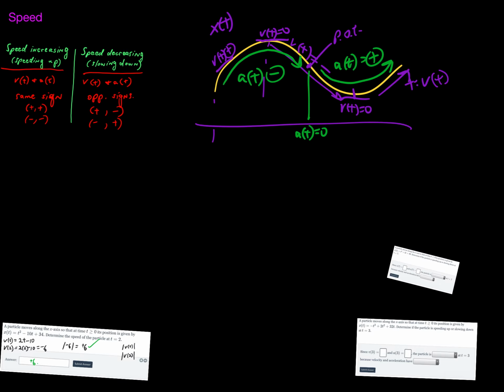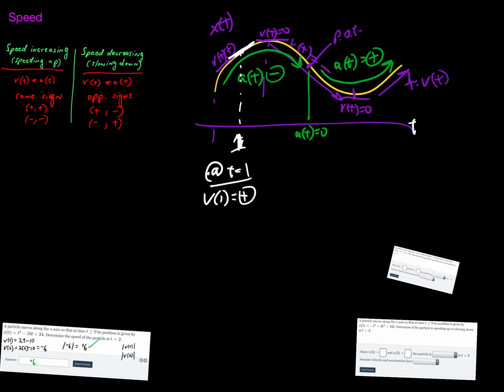Let's take a random point. For argument's sake, let's say this value right here is where t equals 1. This is my t-axis. So if I ask, at time 1, is it speeding up or slowing down? Well, let's see what we've got here. At t equals 1, we have a velocity at 1 which is positive, right?